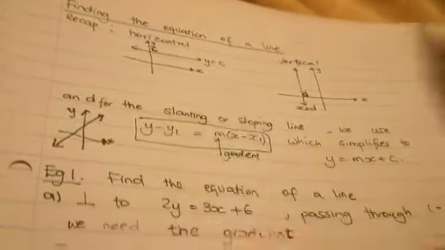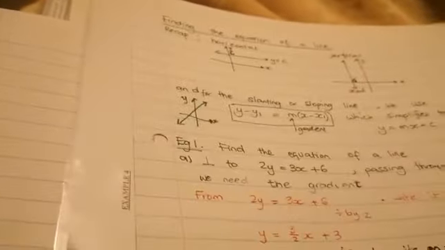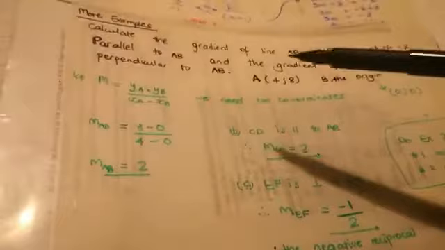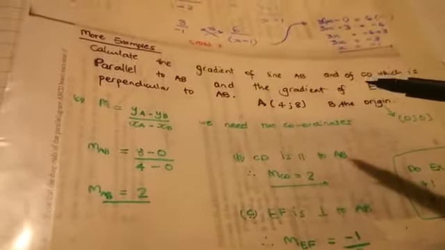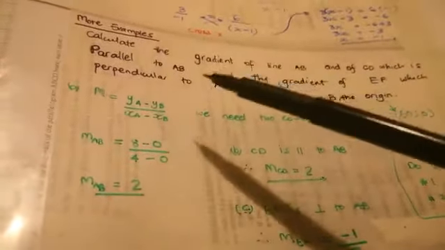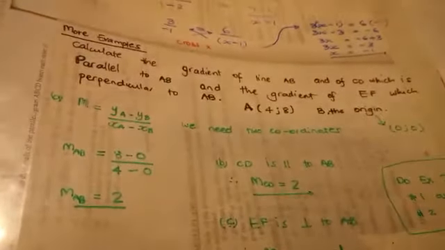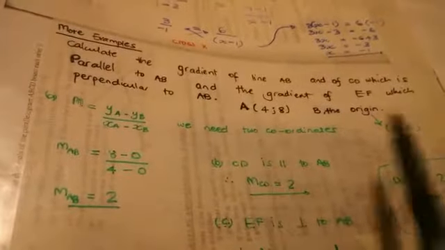Now, before we do this, I just want us to remind each other of the relationship between the gradients before we do the examples. If you look at this example, it says calculate the gradient. So like you have seen, we need the gradient. Calculate the gradient of AB and of CD, which is parallel to AB, and the gradient of EF, which is perpendicular to AB. We are given the two coordinates.